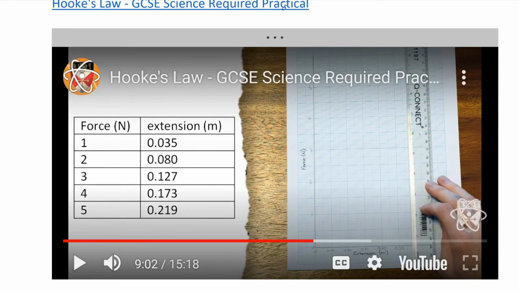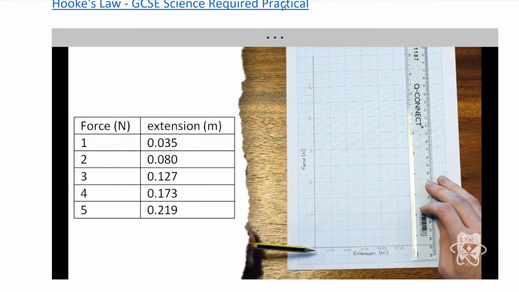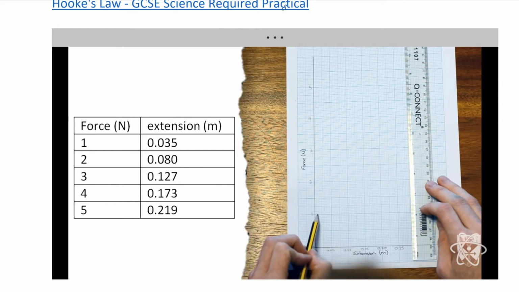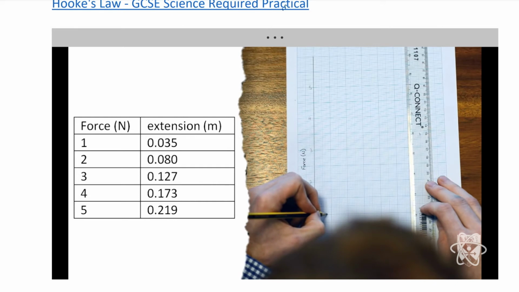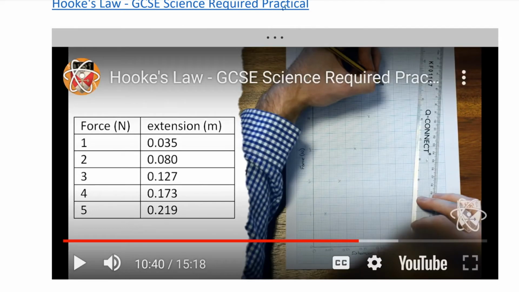Okay, he's going to show you now how to plot the points. So obviously yours will be slightly different on your graph paper. First one, at 1 newton, we're going to have an extension of 0.035. So we have 0.01, 0.02, 0.03 and then 0.035.